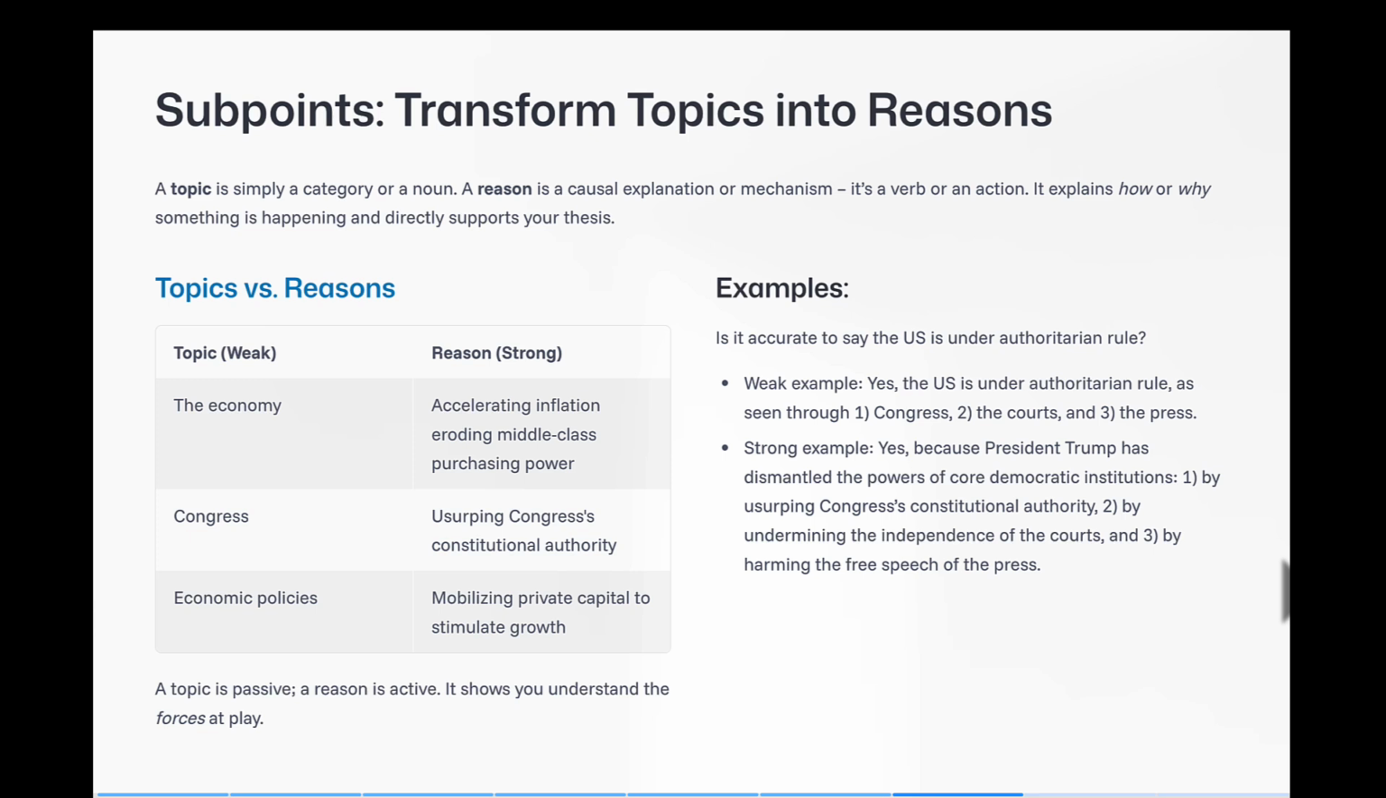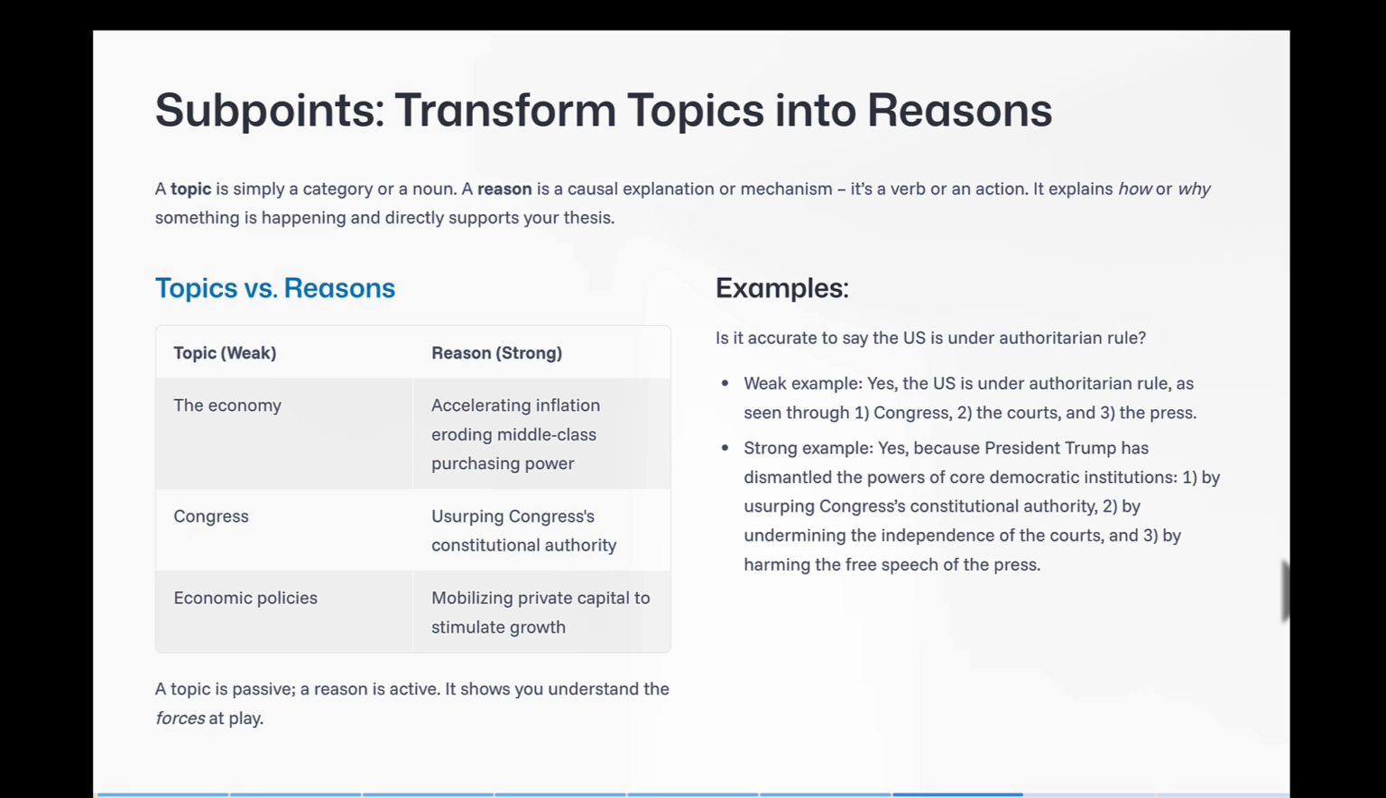Turn it into a reason. And so a reason is a causal explanation. It creates a cause and effect. It's a mechanism. It's a verb. It's an action. It explains how or why something is happening and directly supports the thesis. And this is more than just a vocabulary trick. It's literally a fundamental shift in persuasion. A topic is passive, whereas a reason is active, and it shows that you understand the forces at play.